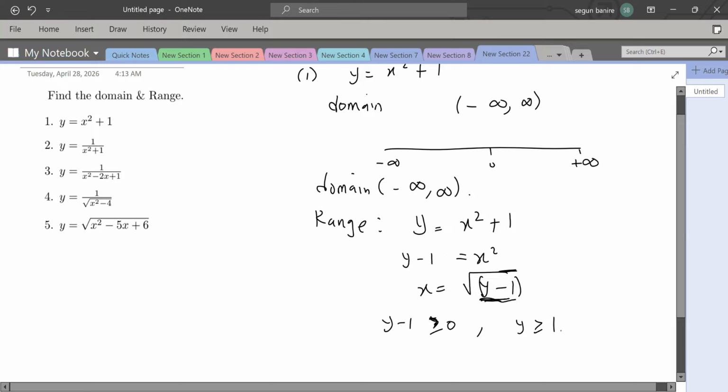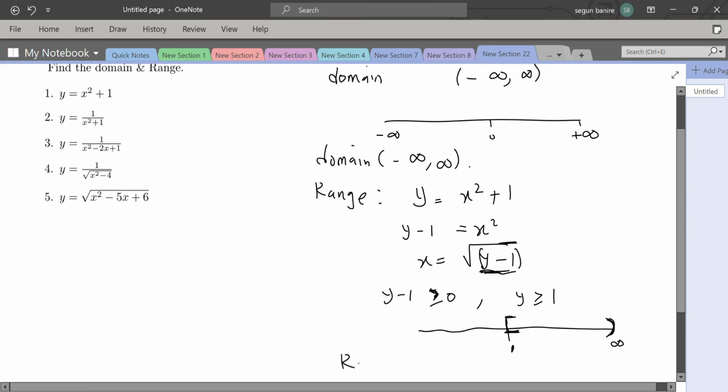So how do you write this using set notation? If y is greater than or equal to 1, we have 1 and then infinity. Because 1 is included, you use a closed bracket, and then you open it here. This open interval says infinity is not part of the set. Therefore, our range for this problem is [1, infinity). Hope you understand that.